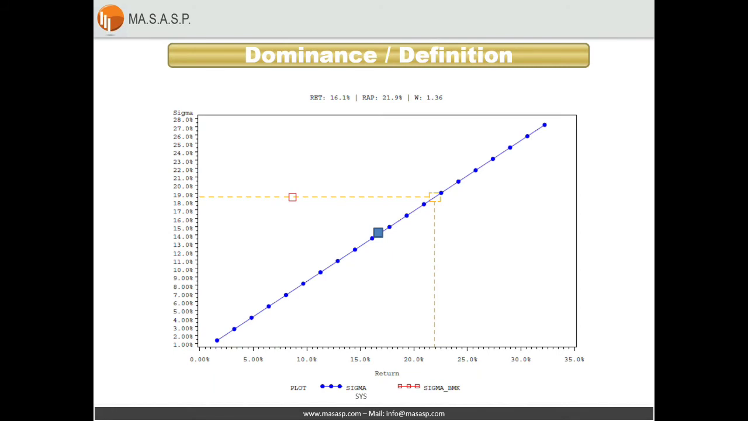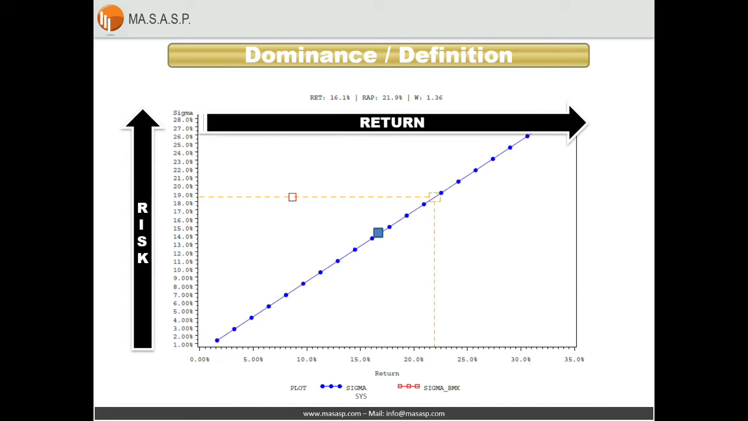In the previous video, we introduced the risk-return plane that is meant to plot the portfolio standard deviation on the y-axis and the portfolio return on the x-axis, both reported as annual figures. Here we compare the MASASP system combination, the blue plot, with a portfolio having a buy and hold position on the Standard & Poor, the red plot, which should be referred to as the benchmark, abbreviated as BMK.